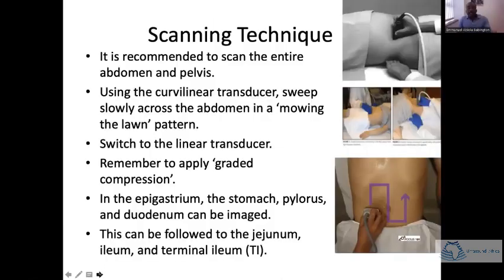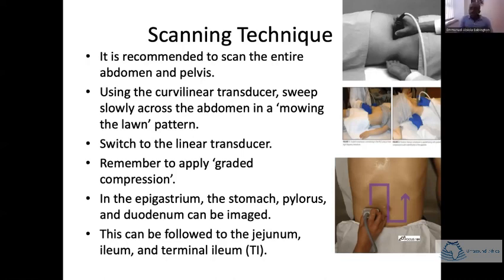And then the scanning technique. I think I'll stop at the scanning technique, then we continue where we were. So scanning technique, you need to scan the entire abdomen and pelvis, as we mentioned earlier. This helps us rule out other pathologies. I'm sure we saw that we encounter some other pathologies, mostly gyne pathologies that mimic appendicitis or bowel pathologies.